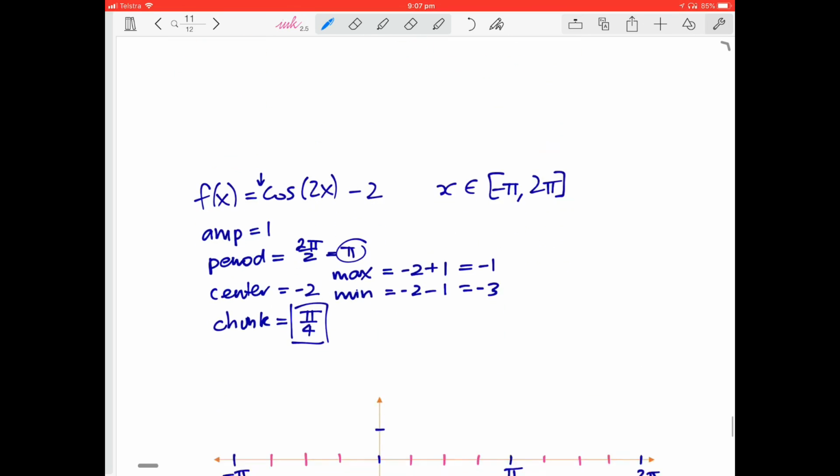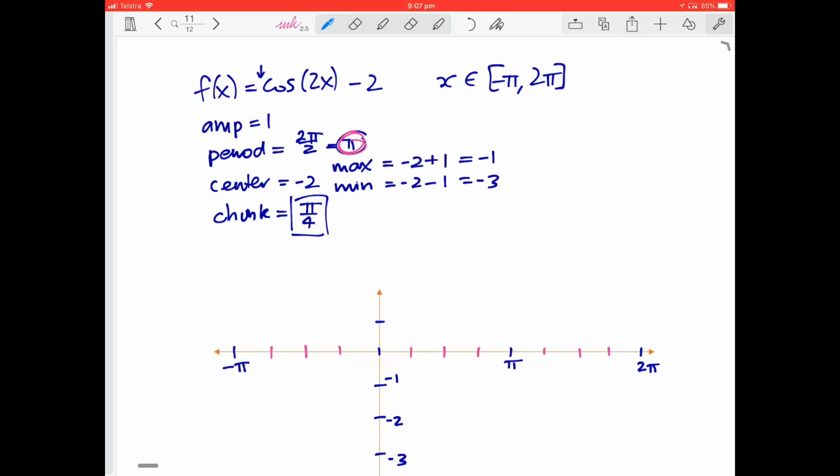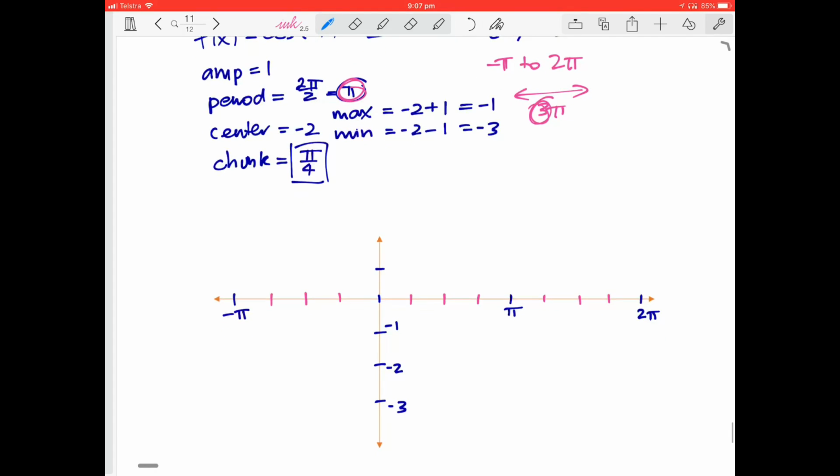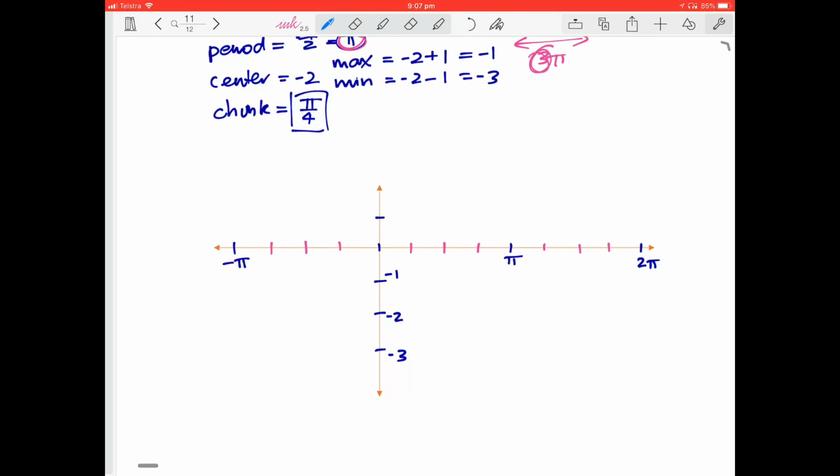Okay, so we know our period is pi, and if we're going from negative pi to 2 pi, that distance is 3 pi. So we should see 3 full graphs between negative pi and 2 pi. It is a Cos graph, so it starts up the top. So if we wanted to, we could start it at the top, which is negative 1. Every chunk it does something. So one chunk across, it goes to negative 2. Another chunk across, negative 3, our minimum. It goes up, goes back up to the center.